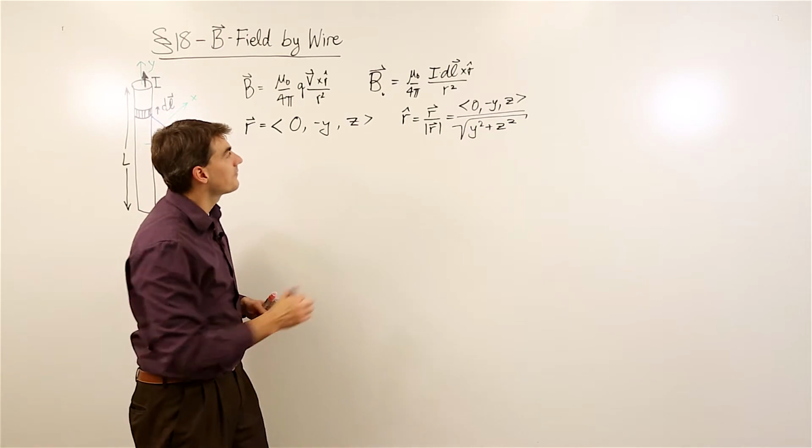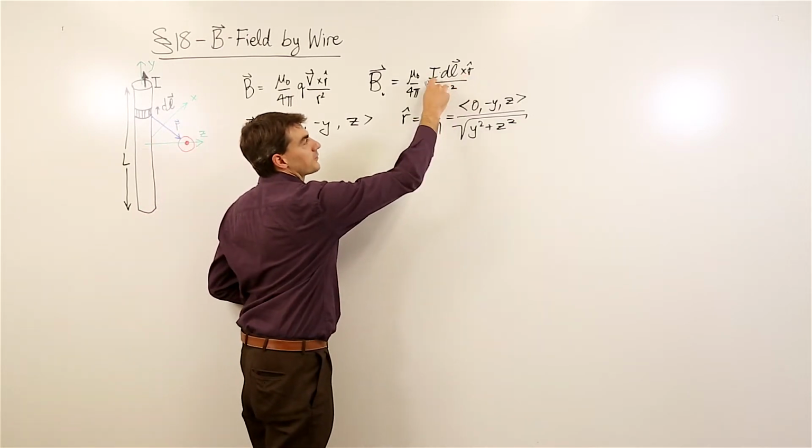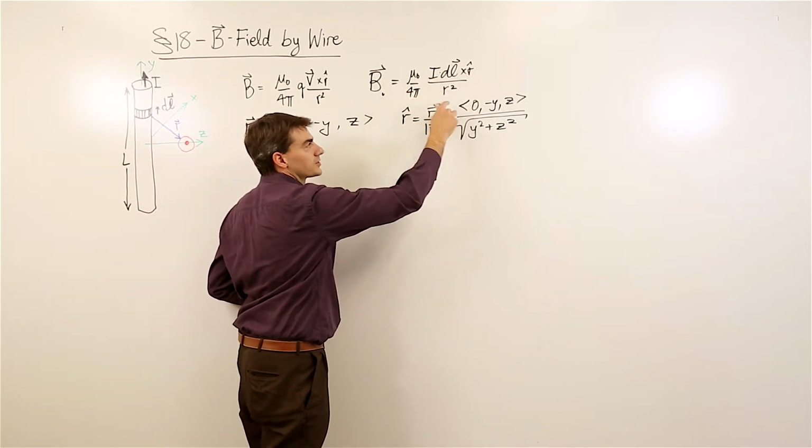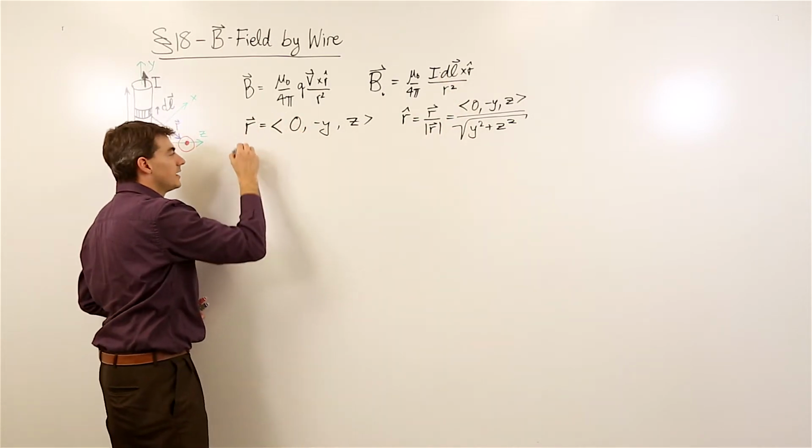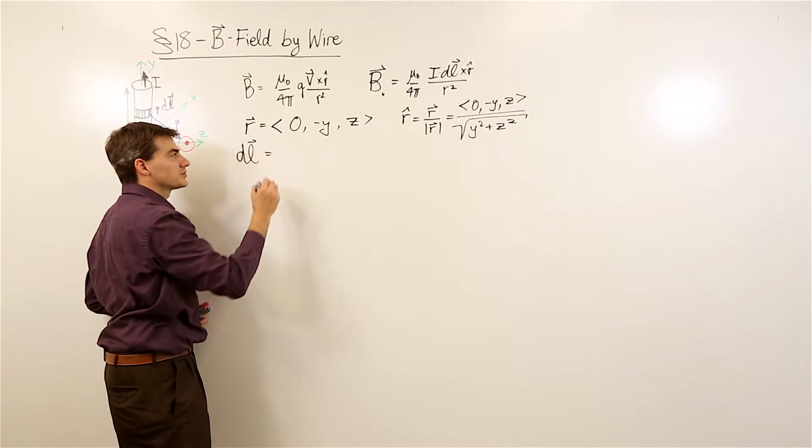So now we have our r hat from the equation. We, of course, know the current. This is the universal constant. We know r squared as well. We also need to know dl, and then we need to know the cross product of those two vectors.